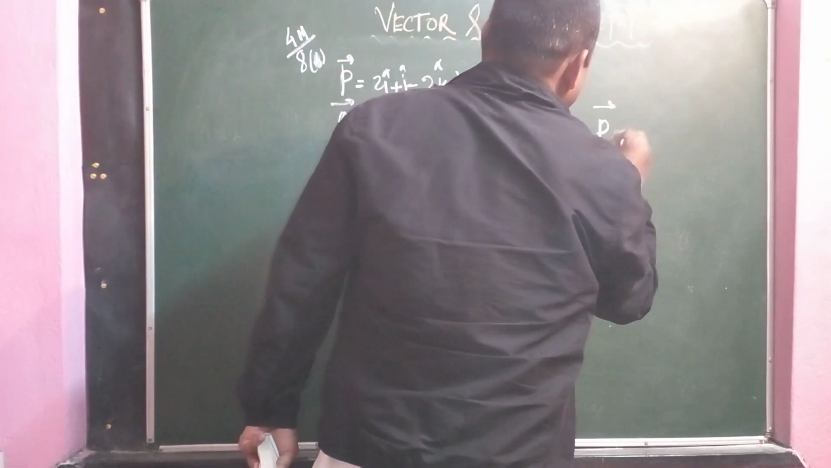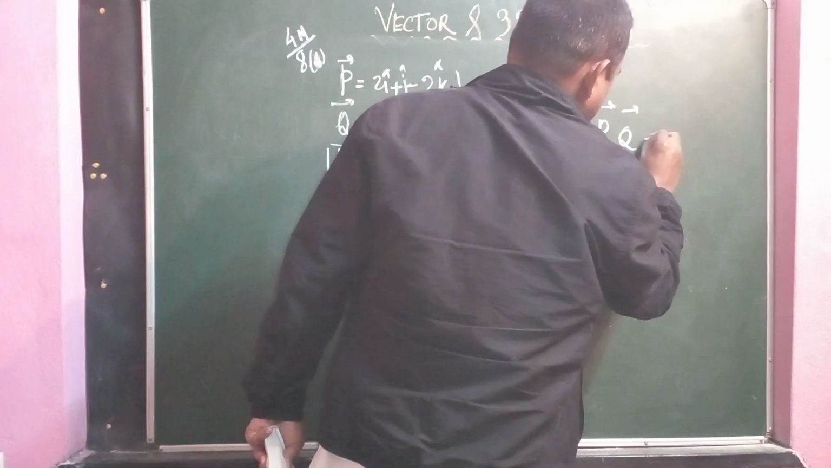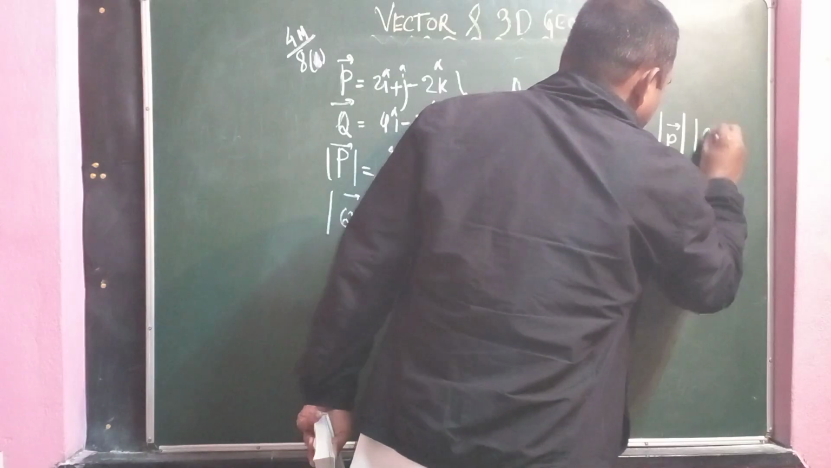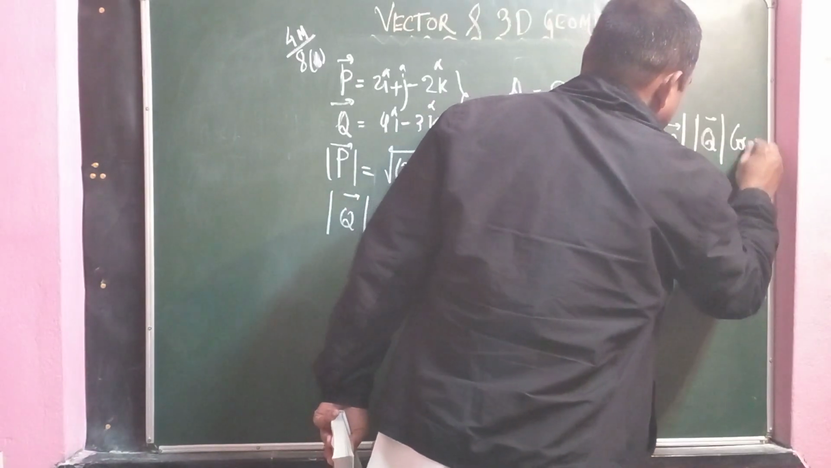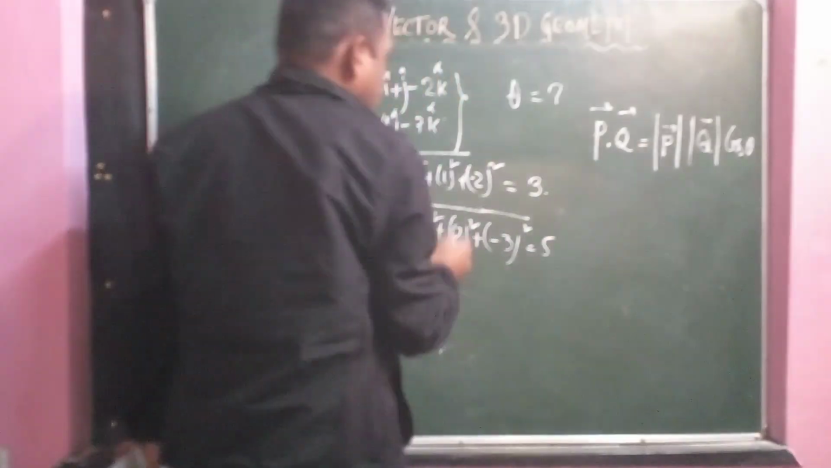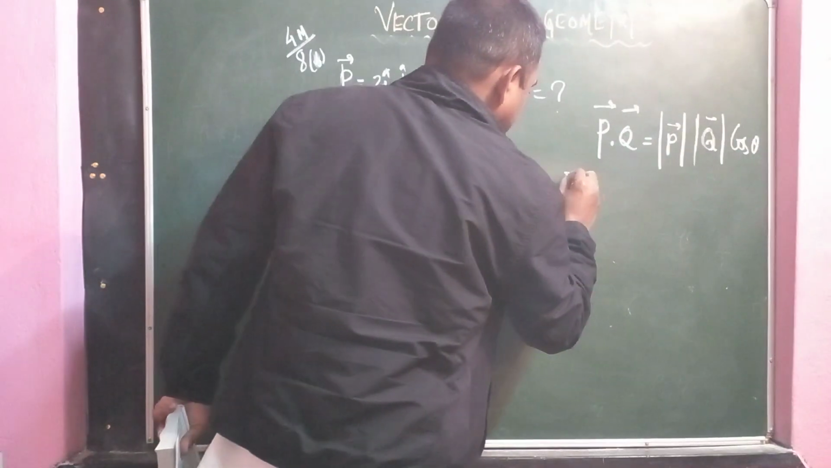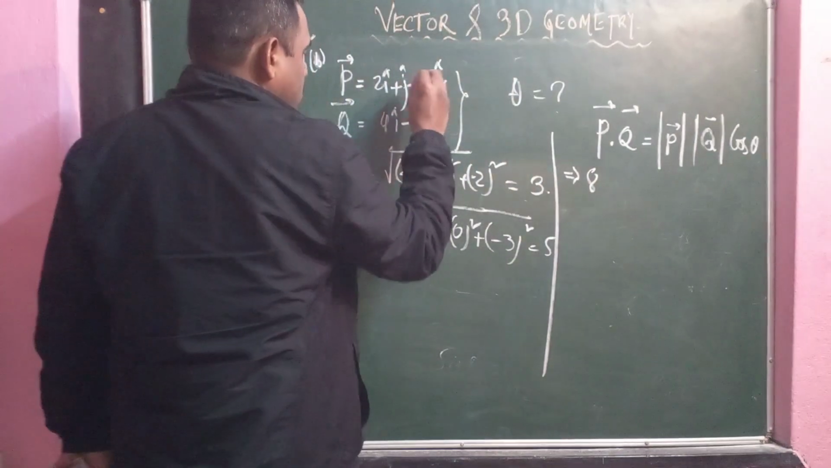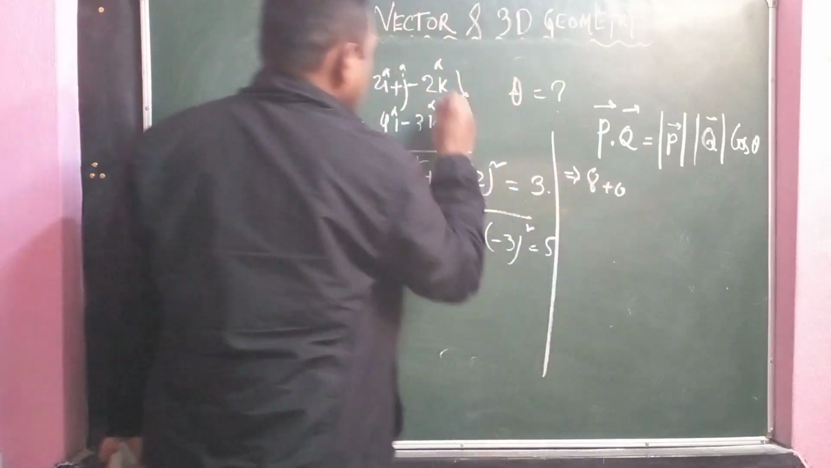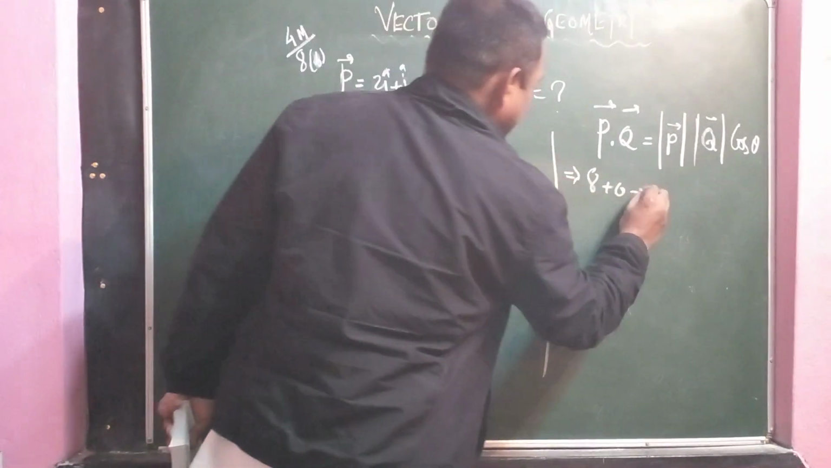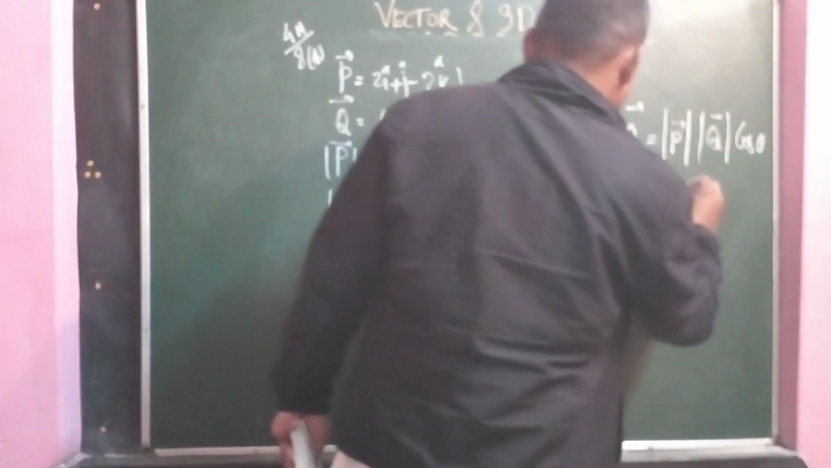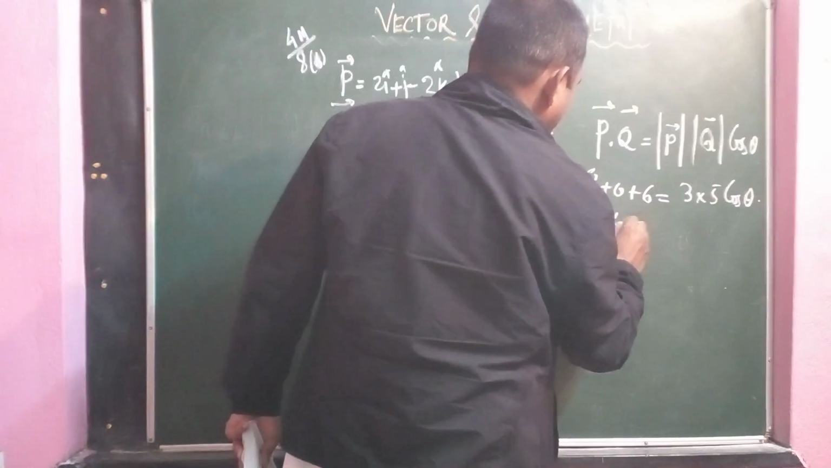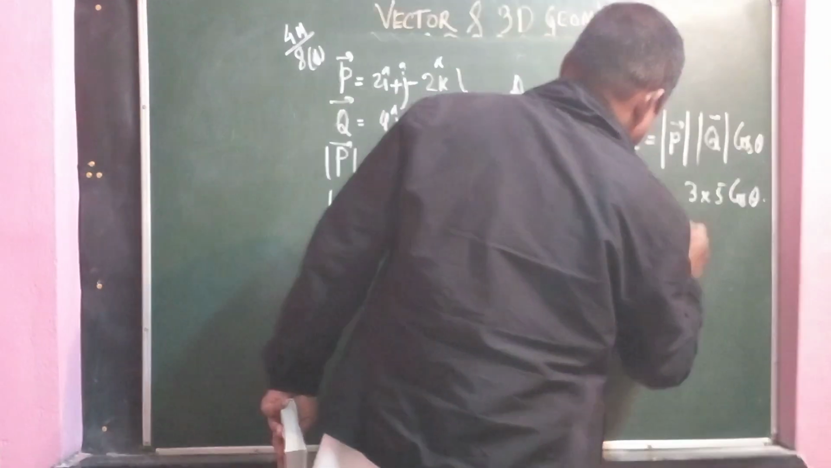Now what is P vector dot Q vector? If you take the dot product, what will happen? Mod of P mod of Q cos theta. You have to find out theta. So what will be the P dot Q? P dot Q will be 2 into 4, 8, plus 0 for j, plus 6, is equal to 3 into 5 into cos theta. So 14 by 15 is cos theta.